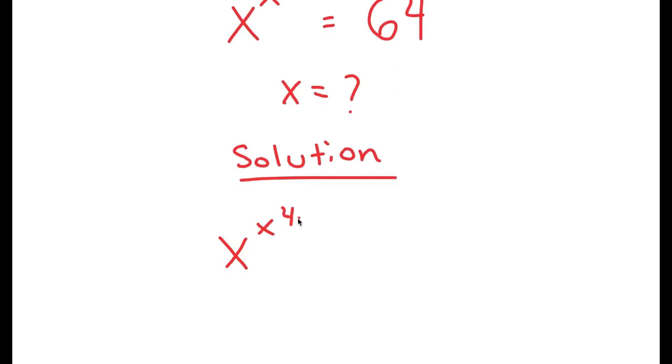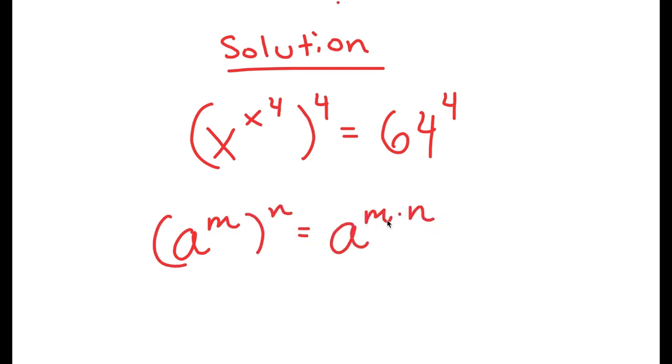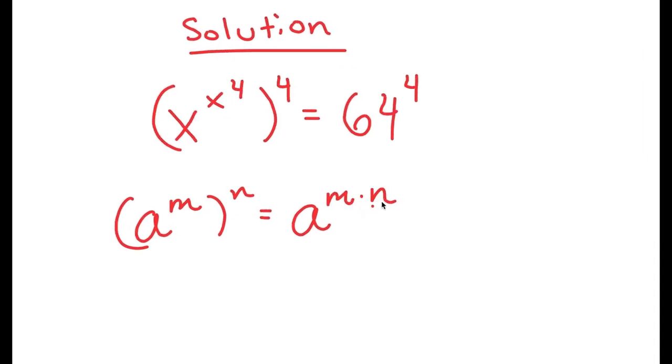So I get x to the power of x to the power of 4, to the power of 4, is equal to 64 to the power of 4. Now, if I have something in the form a to the power of m to the power of n, this is equal to a to the power of m times n. However, m and n are interchangeable, meaning this can also be written as a to the power of n times m. Now, if a to the power of m times n is equal to a to the power of m to the power of n, then a to the power of n times m should be equal to a to the power of n to the power of m.